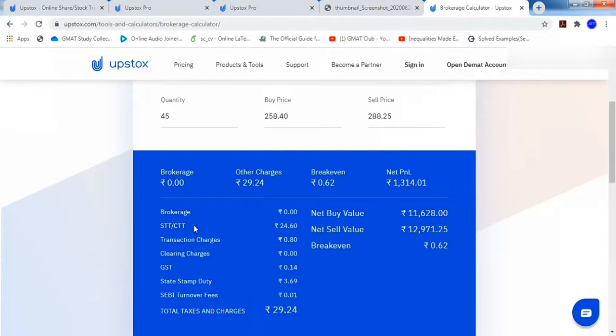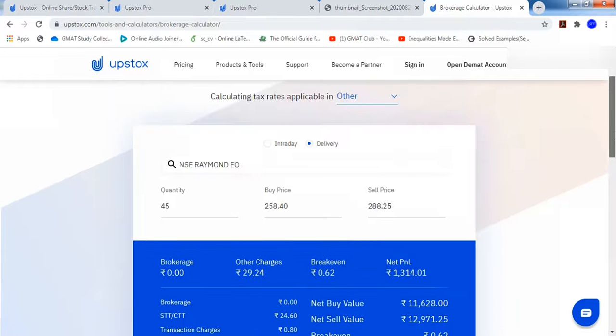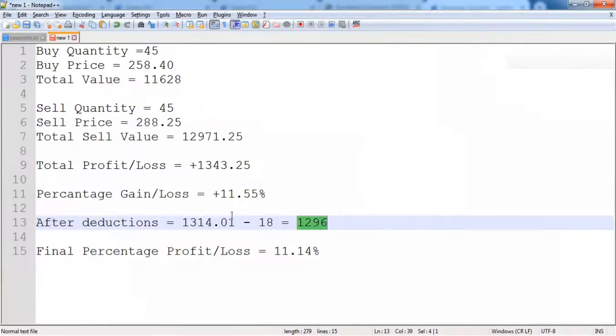There are some deductions from Upstox like STT, CTT, transaction charge, GST, stamp duty, SEBI turnover fees and all this stuff. After all these deductions, your net PNL would be 1314.01. On top of this, you would have 18 rupees of transaction charge from Upstox. So 1314.01 minus 18. Irrespective of how many stocks you are selling, it can be 1, it can be 100, it can be 1000.